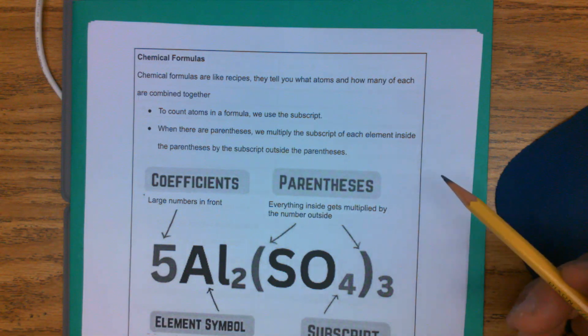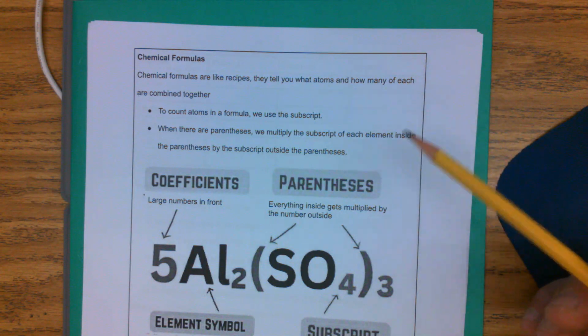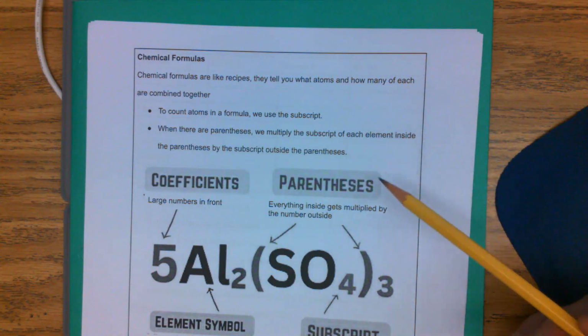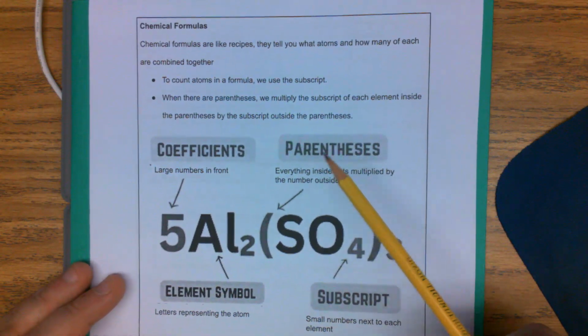So for our next one, this is going to be a continuation of ions. We're still looking at writing ionic compounds. So the first thing we have to talk about is chemical formula. So for chemical formula, we have different vocabulary terms.